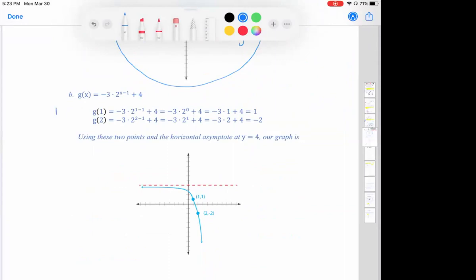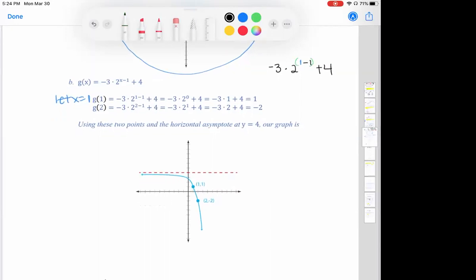So let's do this first one. This first one is saying let x equal 1. So let's go ahead and do that. So we have our function, negative 3 times 2, and our exponent will be 1 minus 1, plus 4. Okay, let's go ahead and work this out. Even though it doesn't have parentheses, we want to make sure we simplify what's with our exponents first. And this is the same work you have on that line right there.